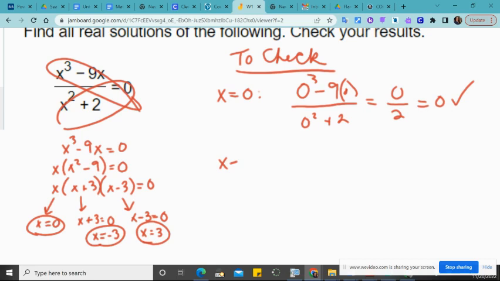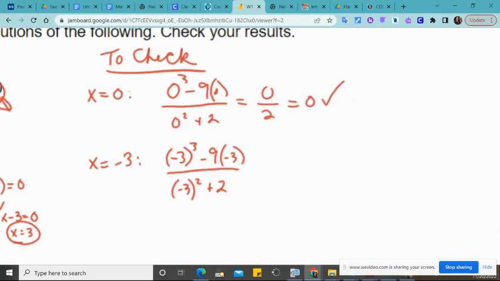x equals -3. Let's try that guy. -3 cubed minus 9 times -3 all over -3 squared plus 2. So that's -27 plus 27 all over 9 plus 2. So 0 over 11, which is 0. Yep, that's what it said it was.